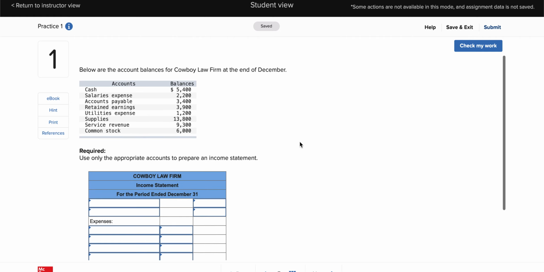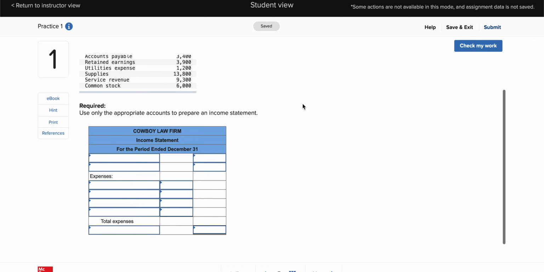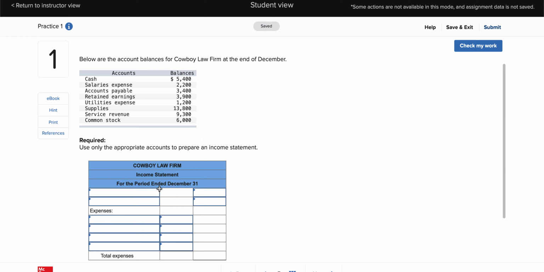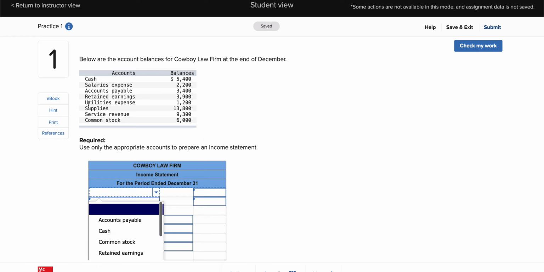Remember again, whenever you see a request for a financial statement or other, you want to think about what actually is involved in the calculation of income or net income. And that's going to be revenues minus expenses equals net income. So revenues and expenses are the only items that should appear on an income statement. Income statements will always start with sales or revenue of some kind. In this case, it is service revenue, as we see here.